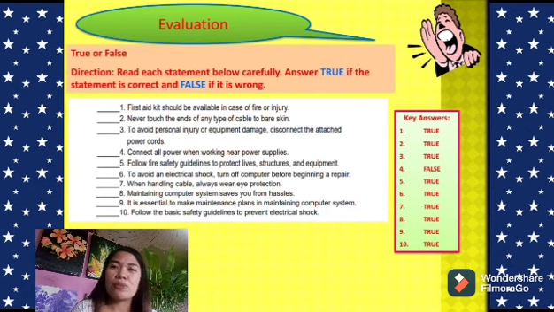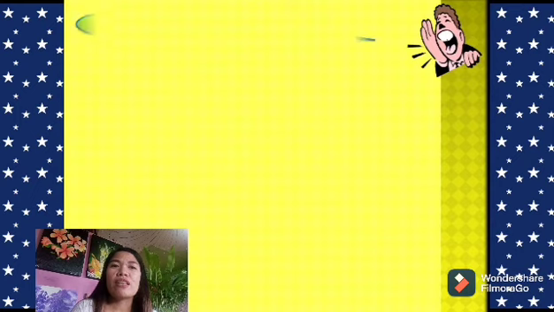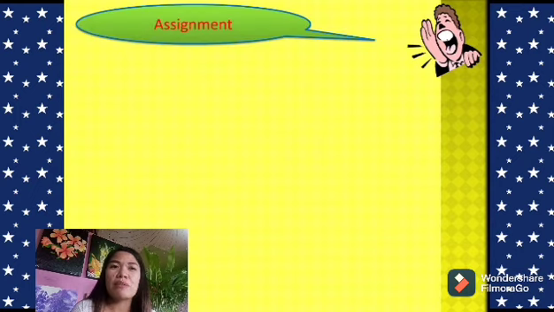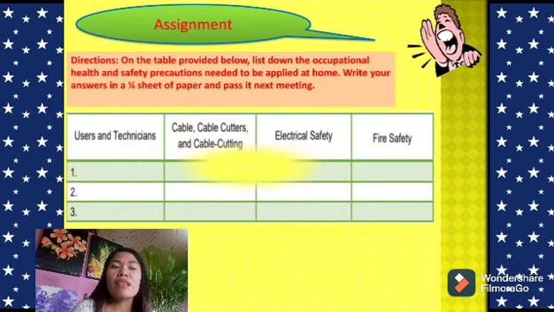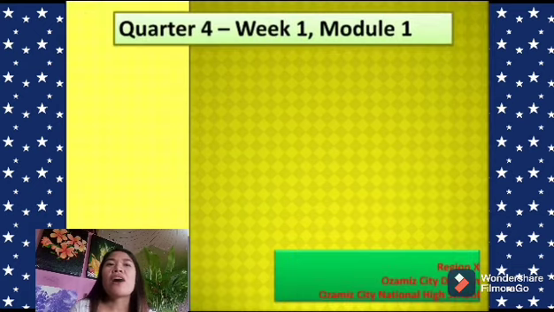Since you understood our lesson, I'd like you to pass this next meeting for your assignment. So on the table provided below, list down the occupational health and safety precautions needed to be applied at home. So write your answers on a 1/4 sheet of paper and pass it next meeting. Okay? Thank you so much, everyone, for listening.